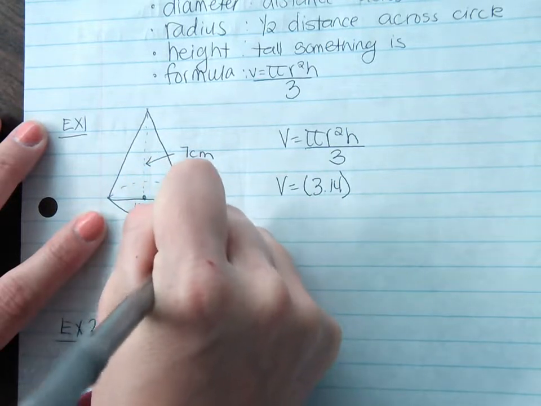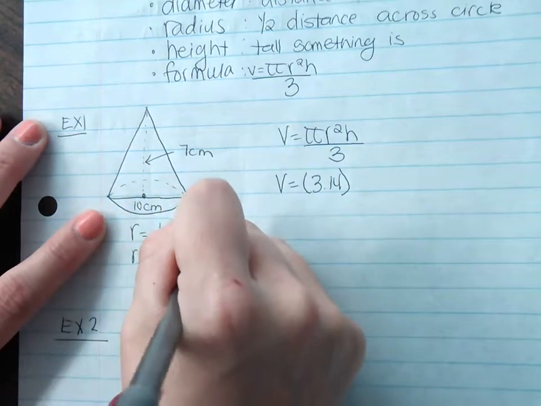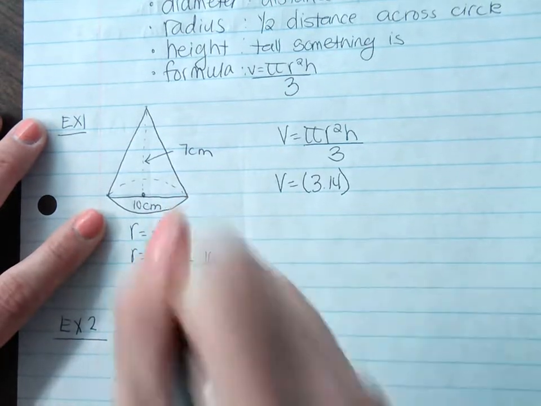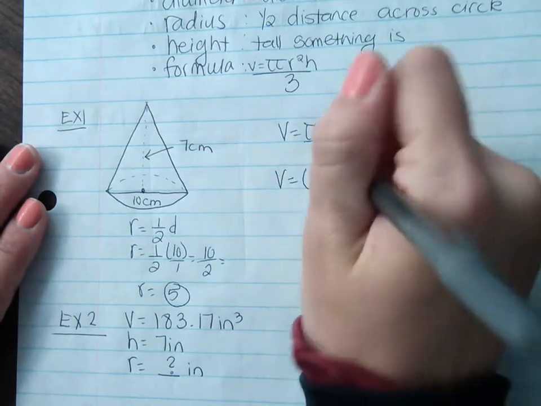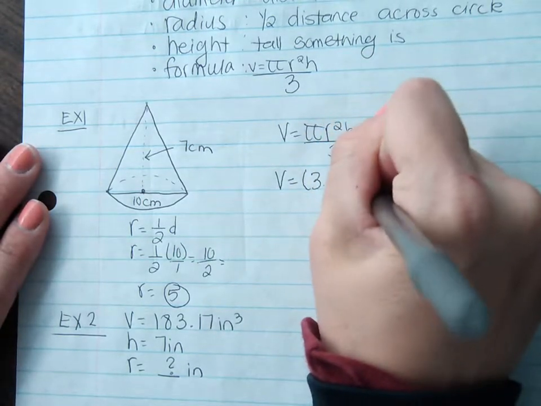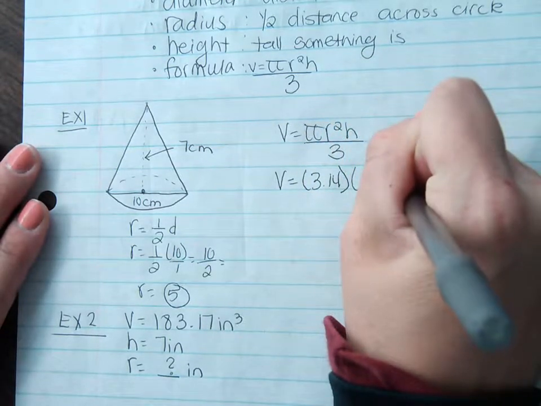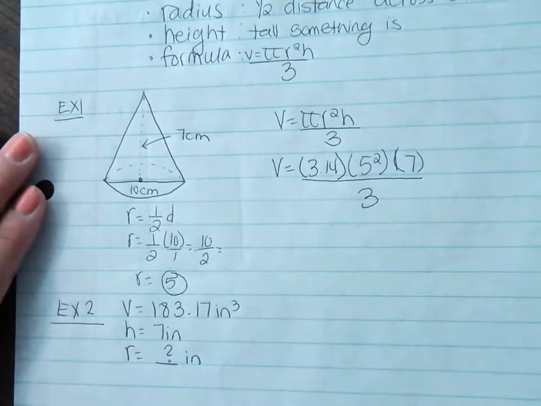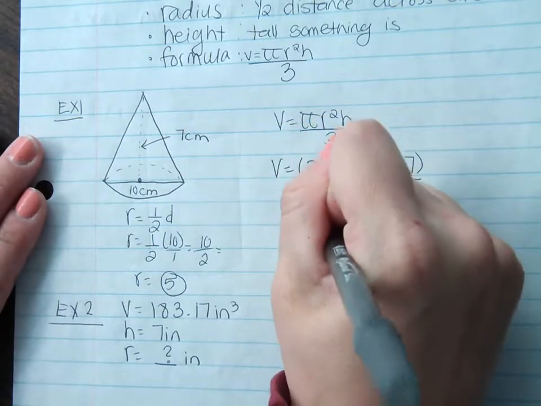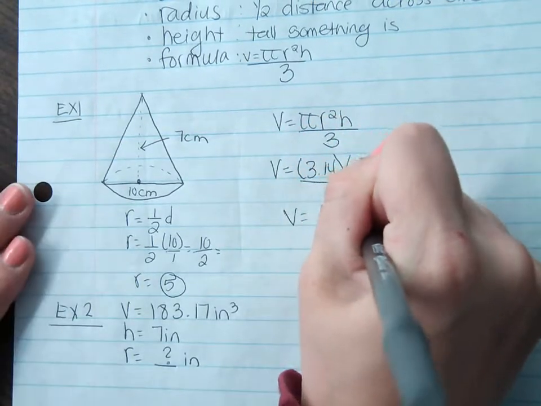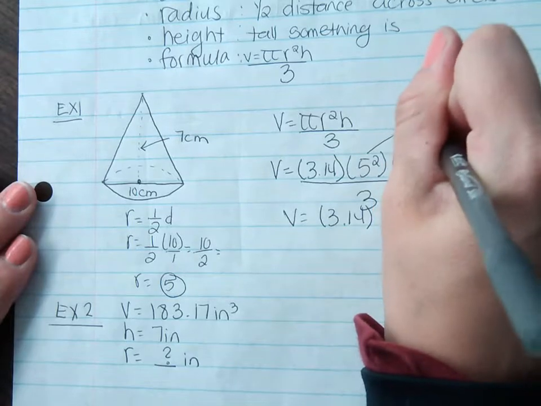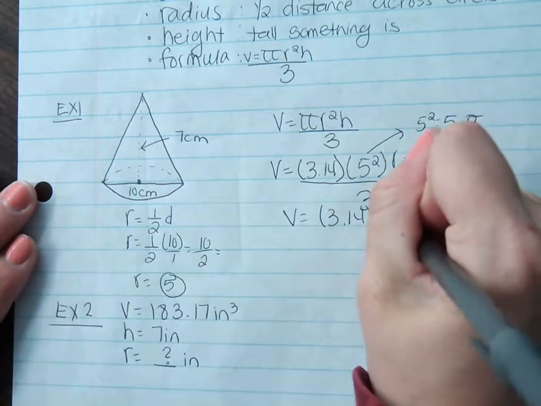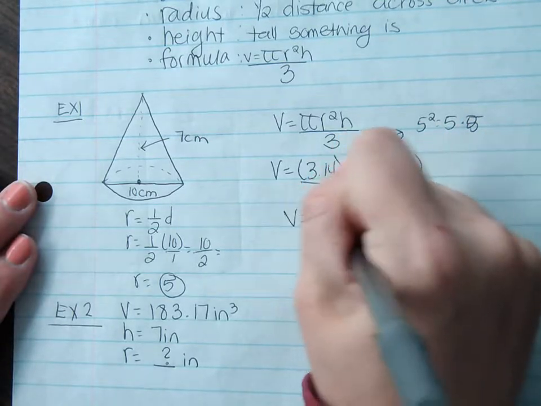Half of 10 is 5. My radius is 5. So we will make that 5 squared. My height is 7, and I put it all over 3. We're bringing down 3.14. Remember that 5 squared is 5 times 5, not 5 times 2. So that gives me 3.14 times 25 times 7 divided by 3.